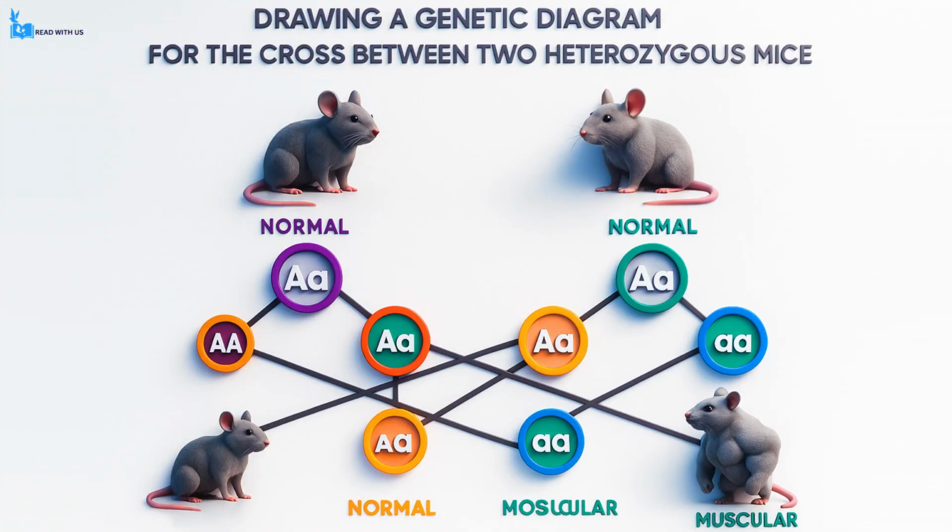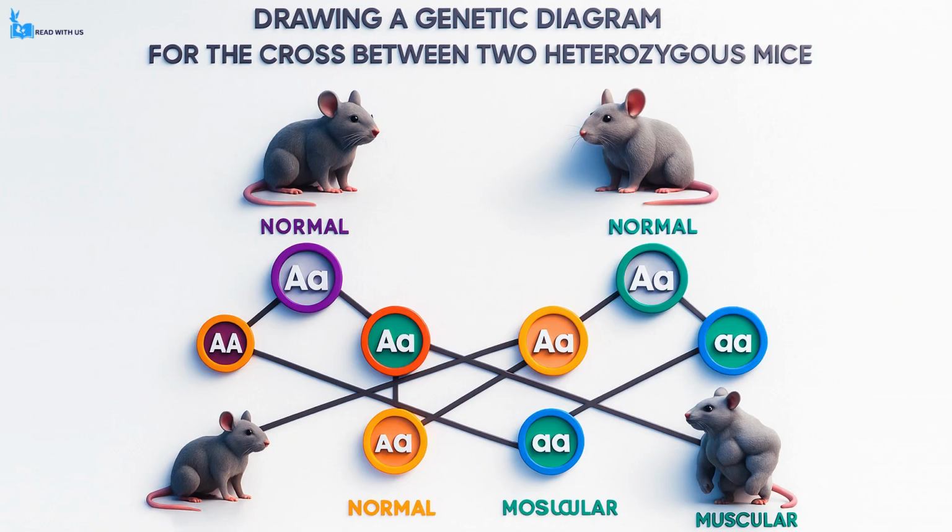Let us now explore a more complex case where we cross 2 of the heterozygous offspring from the previous generation. Since each has a genotype of capital A lowercase a, we again place the gametes at the top and side of the Punnett square. The resulting combinations are one capital A capital A genotype, 2 capital A lowercase a genotypes, and one lowercase a lowercase a genotype. This gives us 3 offspring with normal phenotype and 1 with the muscular phenotype, since only the double recessive genotype expresses the muscular trait.